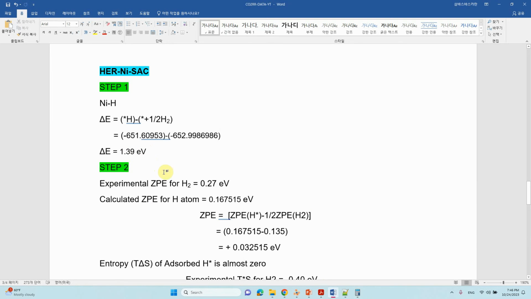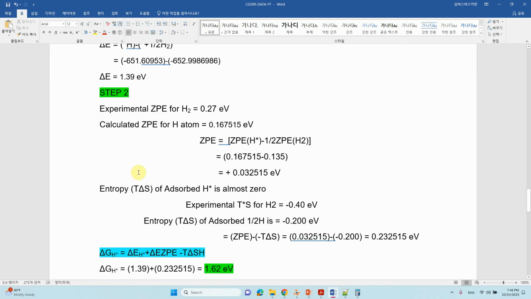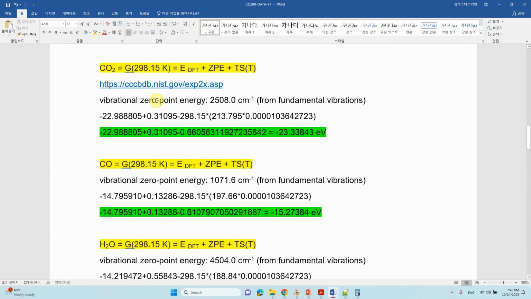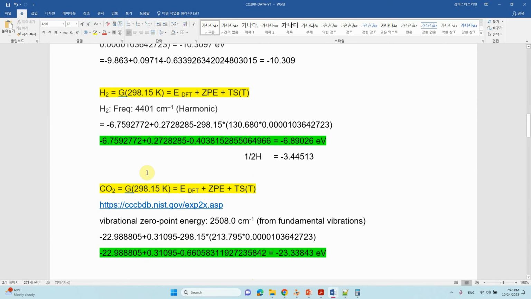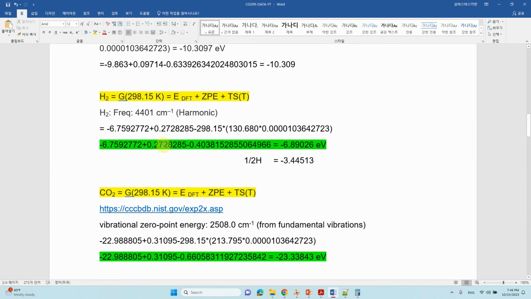So in the second step, we have to calculate the G value, delta G value. This is the E value. Now we will calculate delta G value. I have also already made 2 or 3 videos on how to calculate that hydrogen absorption energy. You can also watch that video. So actually the experimental zero point energy of H2 is 0.27. You can see it here. You will find this, H2, this is the 0.27. That's why I'm mentioning 0.27 here.